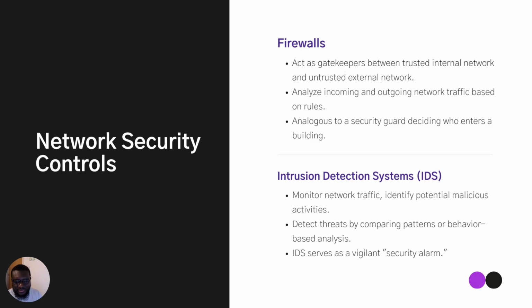So, some examples: firewall, you probably have heard about this. A firewall acts as a gatekeeper between our trusted internal network and an untrusted external network, like the internet, for example. They help us analyze our incoming and outgoing network traffic based on some rules that we've defined. It's kind of like a security guard deciding who gets to enter a building and who to bounce, basically.